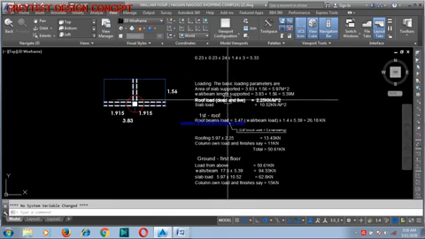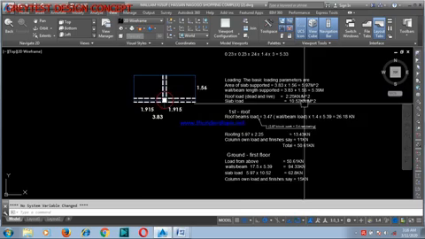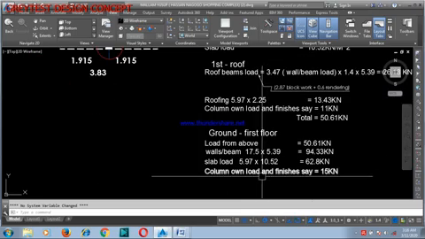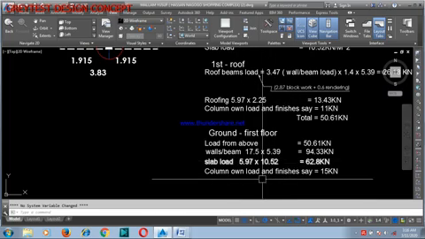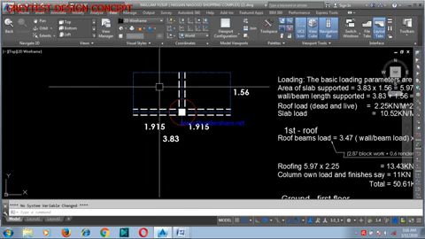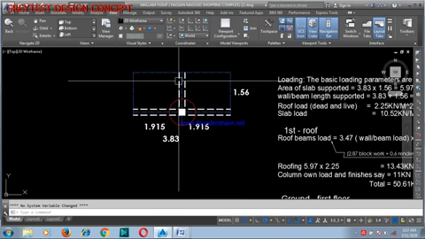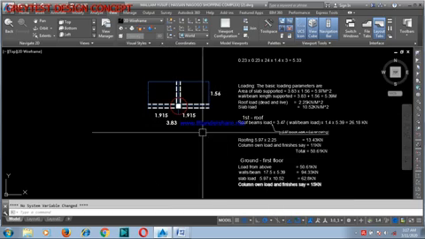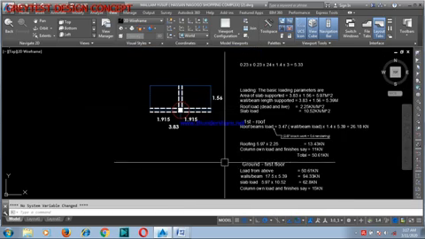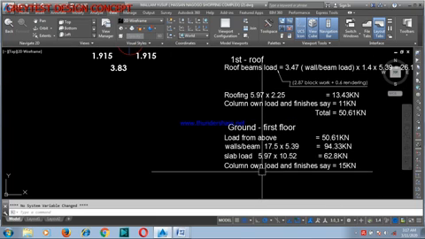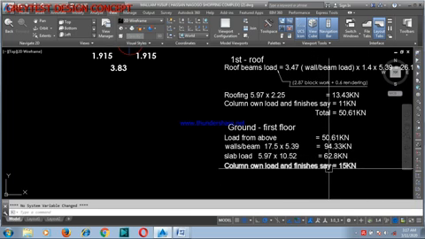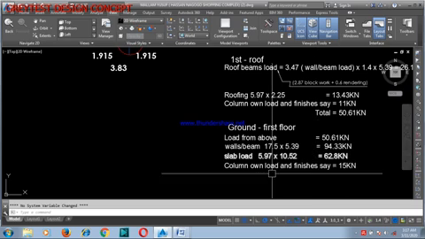Then the slab load is gotten from the slab load itself, and you multiply by the area that it covers. The area it covers is 5.97. This is the whole area carried by this particular column, so don't get it twisted, please. Then the column own load and finishes for the ground floor, let's say it's 15 kilonewton.